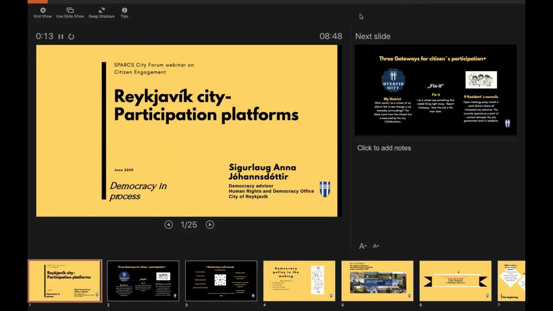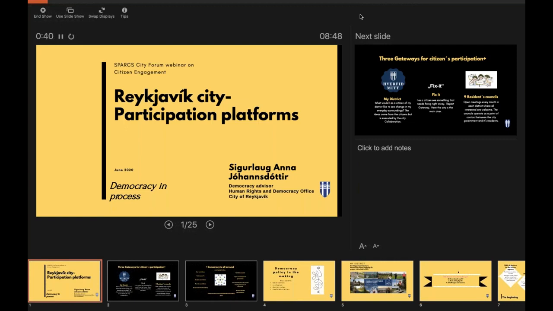My name is Sigurlaug Anna Jóhannsdóttir. If you can read Icelandic, then that's the pronunciation of my name. I am a democracy advisor at the Human Rights and Democracy Office at the City of Reykjavík. And I'm very happy to be here with you this morning and tell you about our democracy processes.